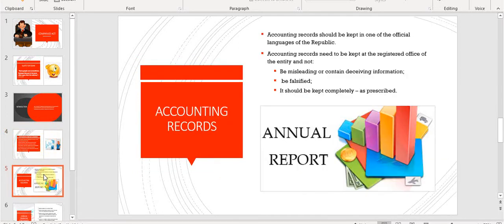Then, in terms of accounting records, the Companies Act states that accounting records should be kept in one of the official languages of the Republic. Accounting records need to be kept at a registered office of the entity and not be misleading or contain deceiving information. It should not be falsified, and it should be kept completely as prescribed. By completely, they mean that you need a full set of accounting records.